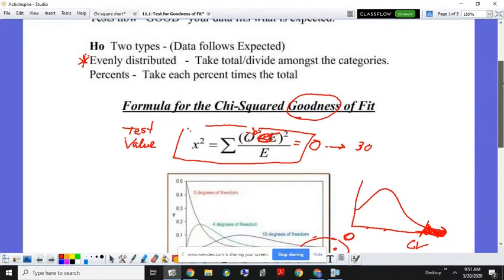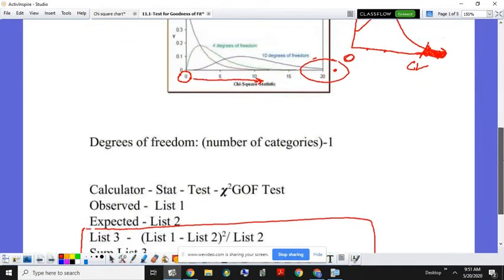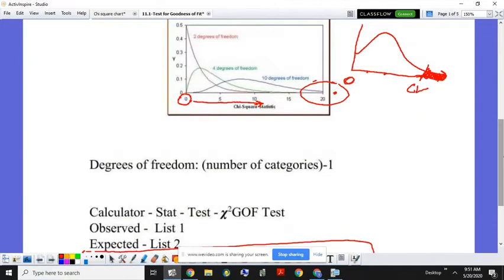All right, so today we're going to do the evenly distributed, and like I said, in part 2 of the video, we'll come back and do these percents, so just kind of ignore that percent stuff for right now. Okay, degrees of freedom in this, still DF, but it is how many categories, not how many things, but how many categories minus 1. So we're going to have these categories, like the categories of t-shirt color.